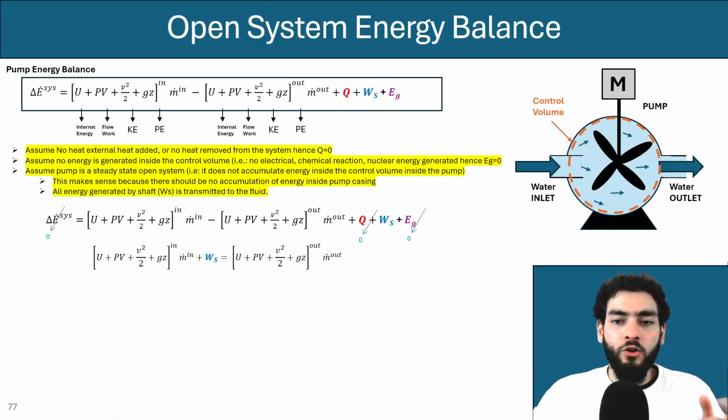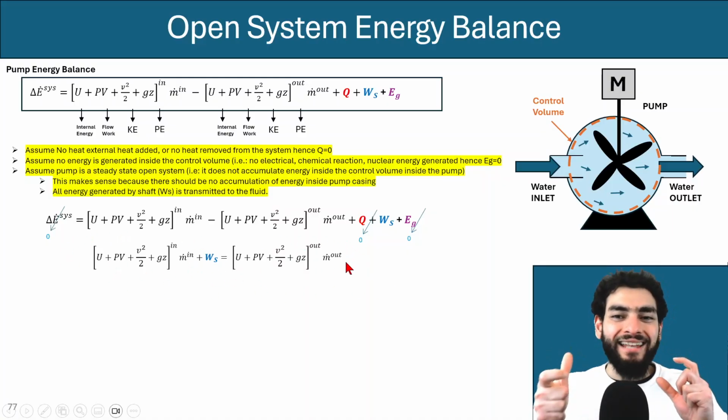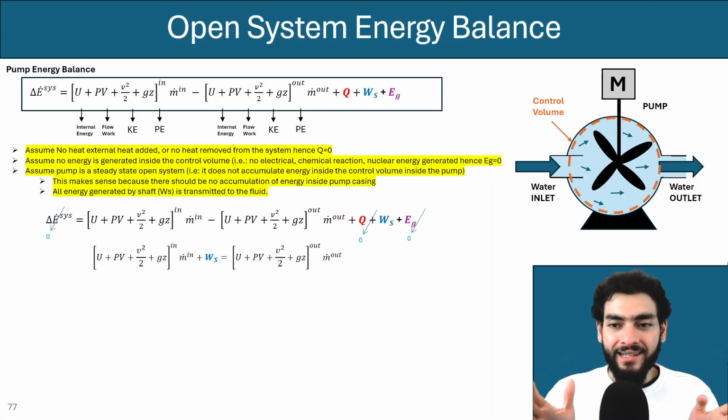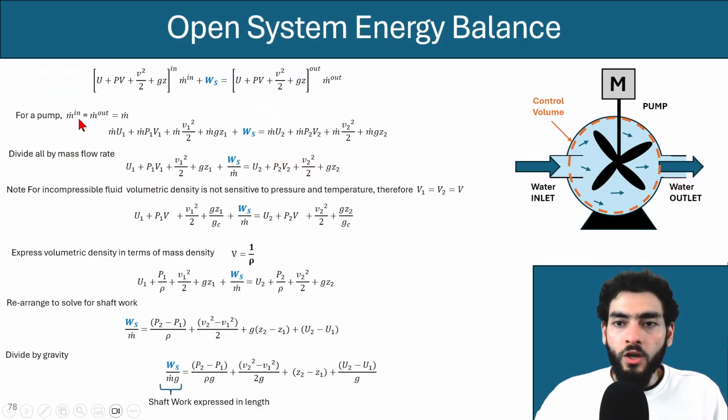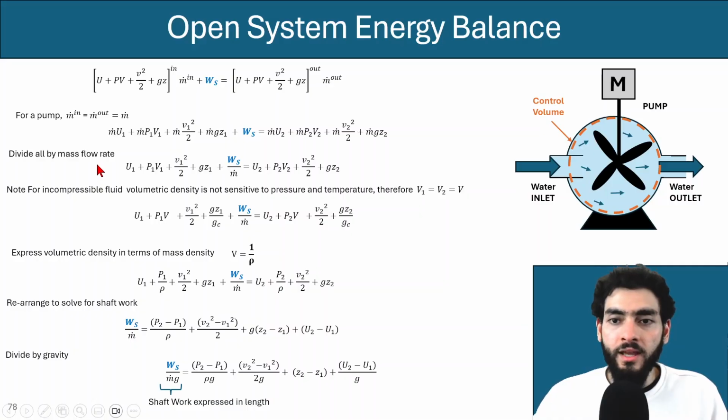Okay, so you probably now understand what this equation means, but this is not yet what you see in your fluid mechanics class. So let's do further simplifications. This is the equation that we stopped at. Now, for a pump, we know that the mass inlet and the mass outlet are the same because there's no accumulation of mass inside the pump. And if you expand, you will get this expression.